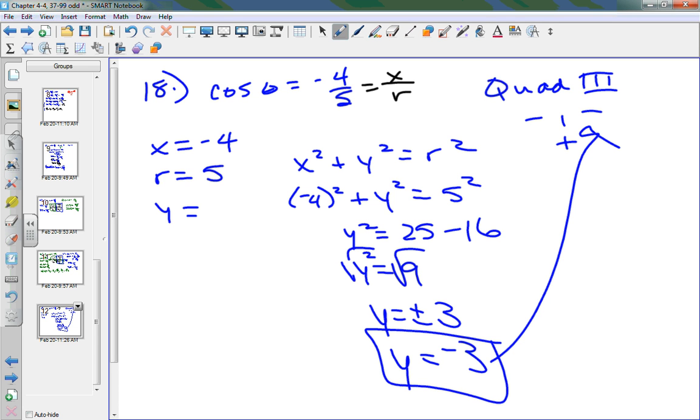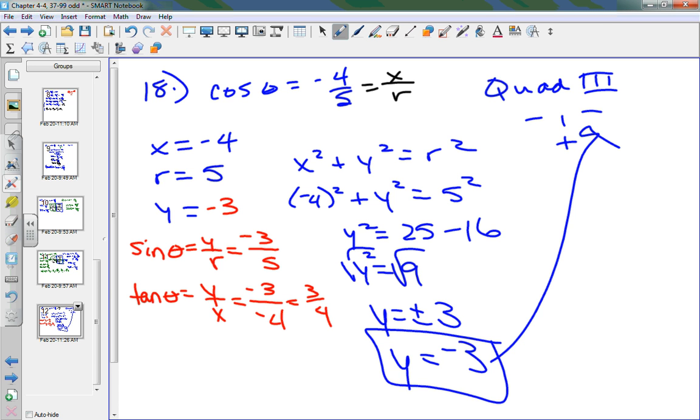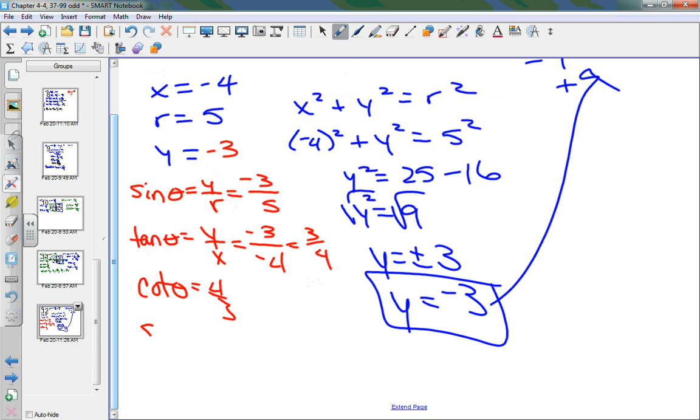Do we see that? So now all I have to do is find my sine. Well, sine of theta is going to be y over r, so that's going to be -3 over 5. Tangent is going to be y over x, which is -3 over -4 to give you 3/4. So that means I know cotangent, which is going to be 4/3, which means I know cosecant, which is going to be -5 over 3, which means I know secant, -5 over 4.